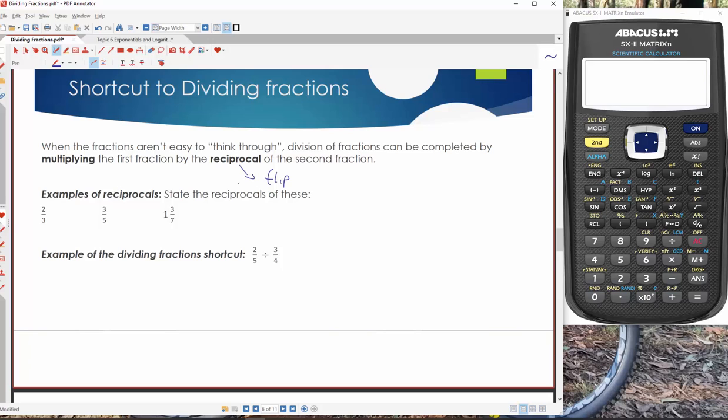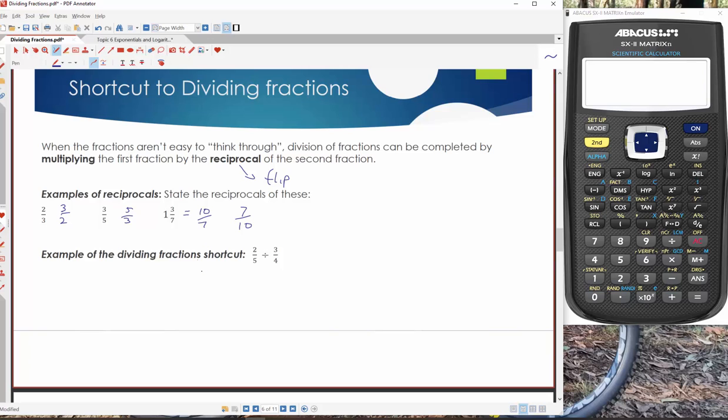Right, so here we want to state the reciprocals of these. So this one here, we shouldn't put an equal sign there because it's not the same as. So we're just going to write 3 on 2 is the reciprocal. This one here, we're going to write 5 on 3 is the reciprocal. Notice I can't put an equal sign because they're not equal. This one here, best to convert this to an improper fraction. So 1 times 7 is 7, plus 3, that's 10 on 7, and therefore the reciprocal will be 7 on 10.